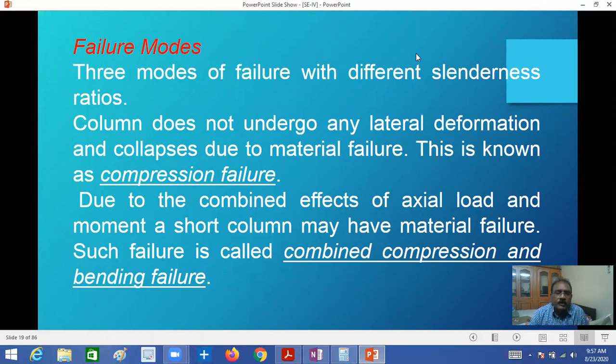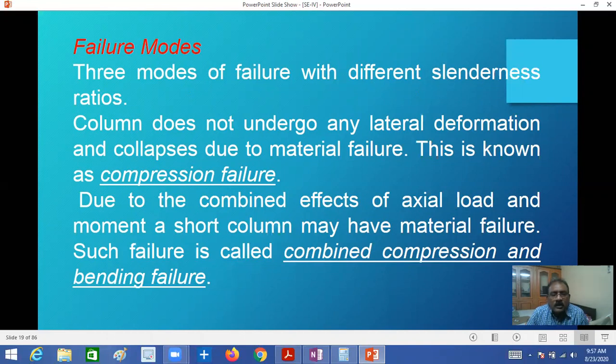Major failure ratios are here. See, there are three modes of failure here. Different types of failure depend upon the slenderness ratio. In a short column, the column does not undergo any lateral deformation and collapses due to material failure. This is known as compression failure.